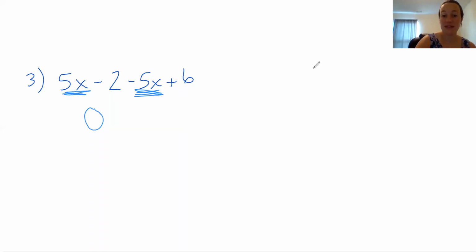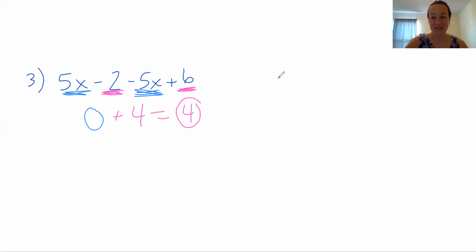Negative 2 and 6. I told you guys that those are like terms. Those can go together. Do you remember what they're called when they don't have a variable? Hopefully you're thinking constant. So let's go ahead, let's put our constants together. Negative 2 plus 6 gets me to 4. This final answer, guys, ends up being 4. Hopefully those x's canceling out didn't trick anybody.